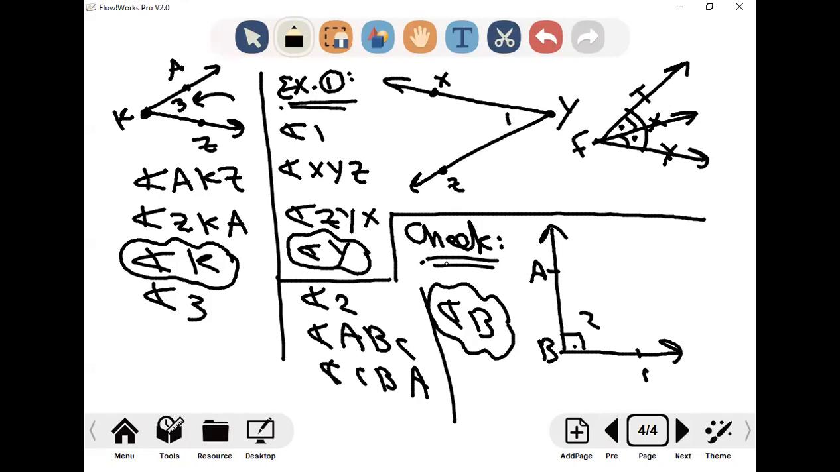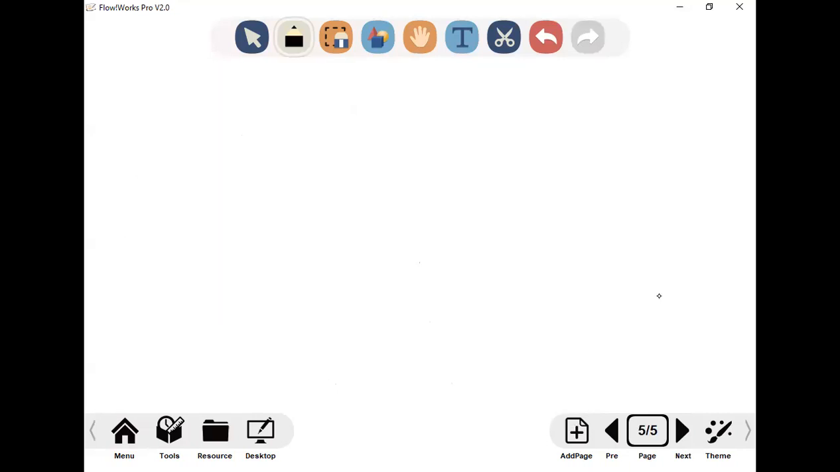Now let's go to the first concept. All of this was revision. We took that before. Now let's take the first concept. We call it vertical angles. Focus on the board with me. Forget the book. Vertical angles.